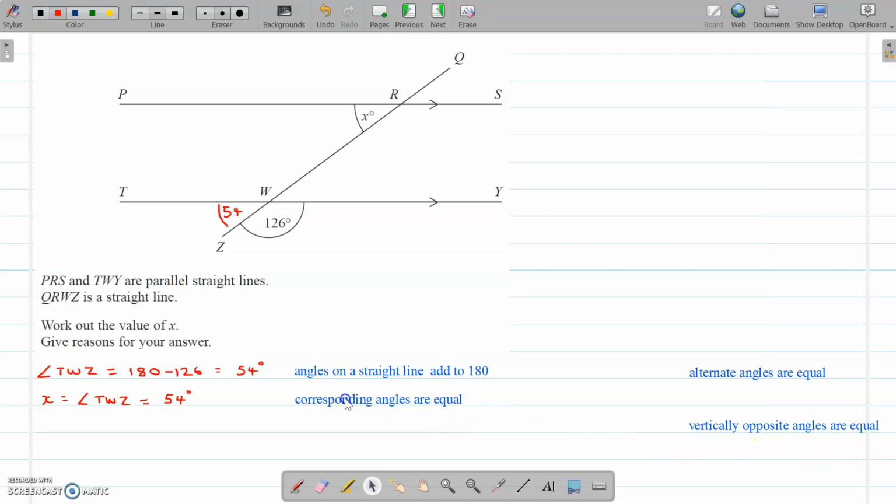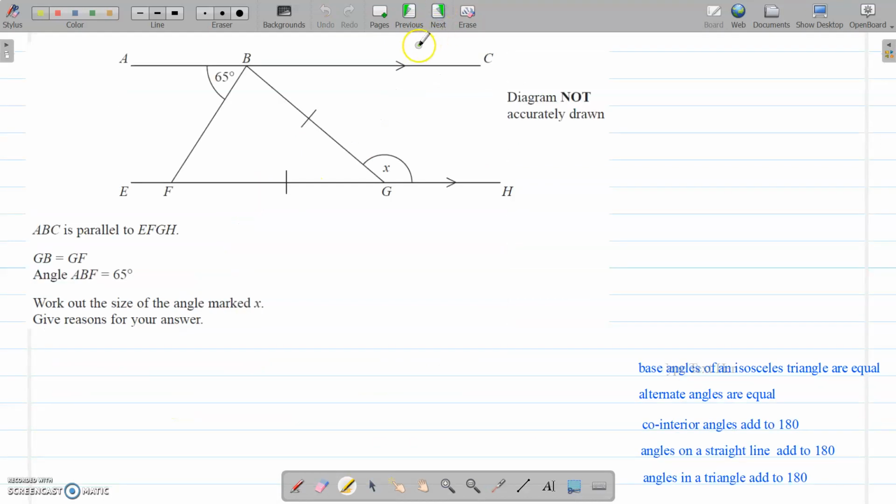Now, I could have used these reasons instead. I could have said that if that's 54, this one here is 54. I'll just show you that. That's 54, and if that's 54, because it's vertically opposite, this one is 54 because it's alternate with this one. That's another set of reasons I could have used, but the reason has to match the working that I've done. So I chose the corresponding angles are equal, and went straight from the 54 straight up to the x.